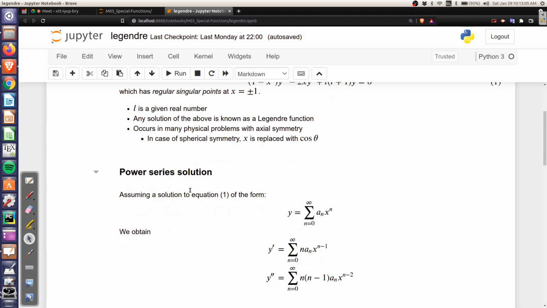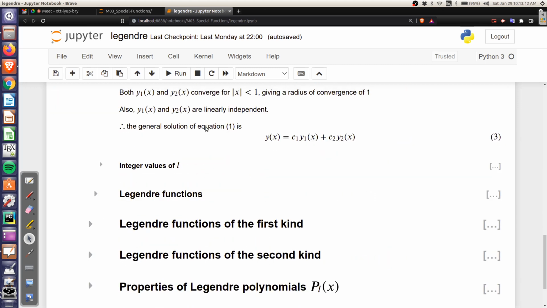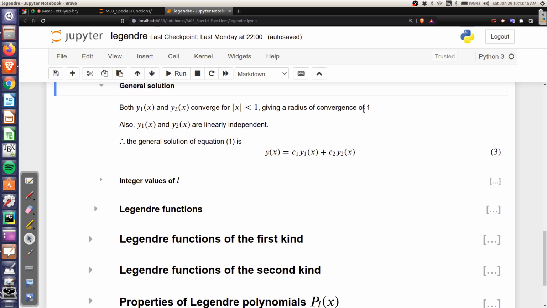I'll not go into the details of that, but I just want to help you recollect whatever you had done in your VLC. Because y1 and y2 both converge, there is a radius of convergence of 1. By the way, y1 and y2 are both infinite series, so they will have a certain radius of convergence. How do you find the radius of convergence? We can use what is called a ratio test.